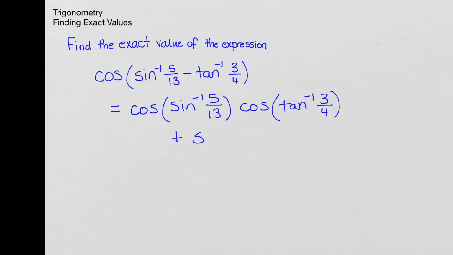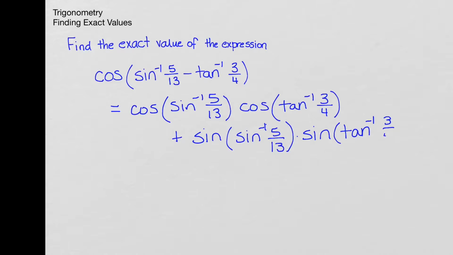plus the sine of the sine inverse of 5/13 times the sine of the tangent inverse of 3/4. Okay, so cosine of sine inverse of 5/13.